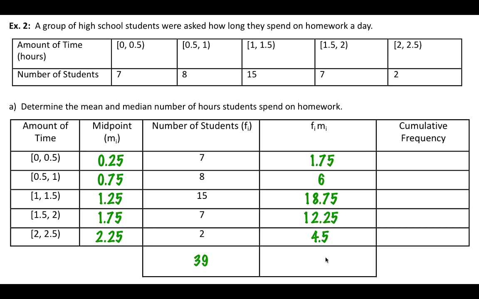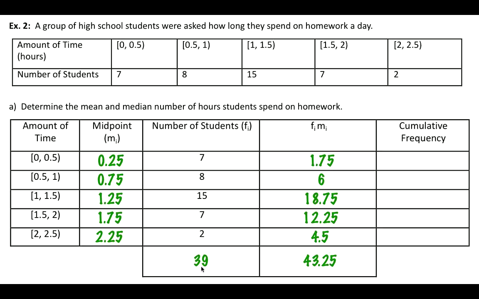Here, we have our sum. And because what we're looking for is the sum of FiMi, we're going to sum up all of these values. We get 43.25. So now we're saying if there were 7 of these and 8 of those and 15 of those and 7 of those and 2 of those, that all adds up to 43.25. And now we have to take that and divide it by the total of frequencies, right? So we're going to take 43.25 divided by 39.